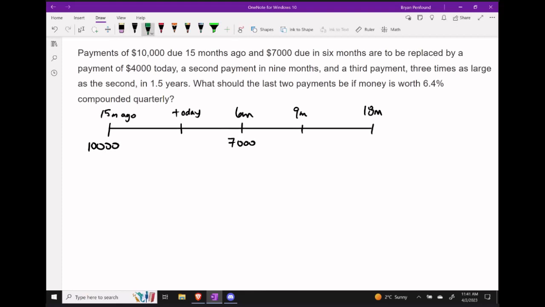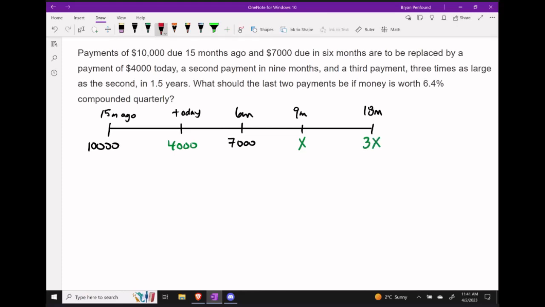And what we're going to do is try to replace this payment stream with a new payment stream. I'm going to highlight these values in green. We have a payment of $4,000 today, a second payment in 9 months. We don't know the size of that one, so let's represent that with the variable x. And then we have a third payment 18 months from today, or 1.5 years away, and that one has to be 3 times as large as the second. So let's represent that with 3x.